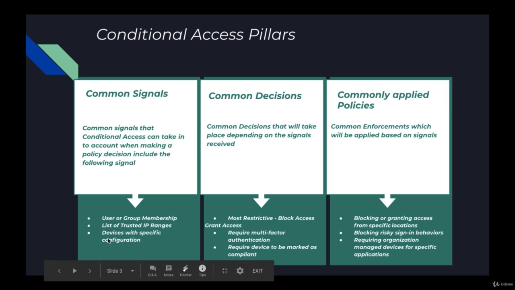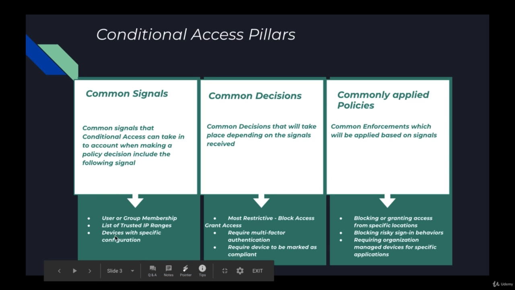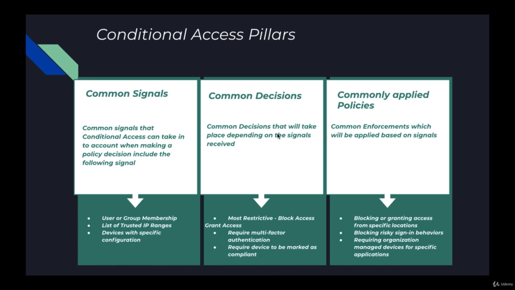We can have real-time information from Azure Identity Protection, like some risky user trying to sign in depending on behavior, and information could come from Microsoft Cloud App Security as well. So these are the common signals which will be taken into account, and then this signal information will be used to reach common decisions.